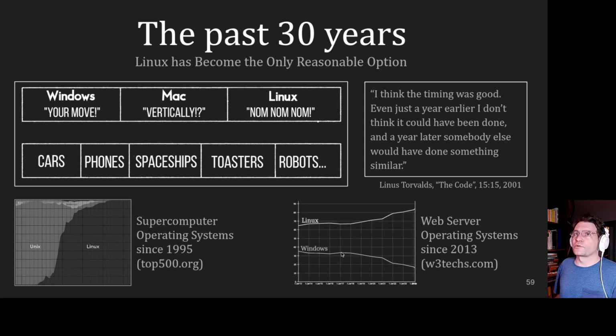Just about everywhere. Here are some graphs. This is supercomputers, and now Linux dominates. Here are web operating systems. I don't know why Windows is still over 10%, but supposedly it is, even as of 2023.